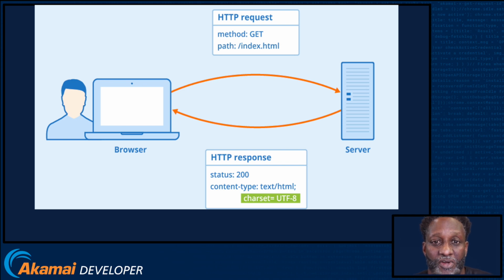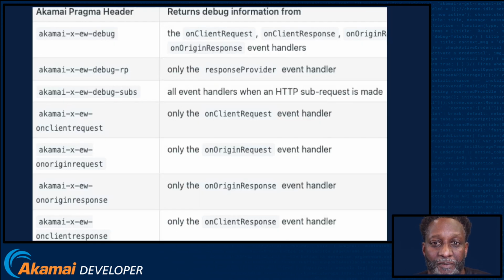Since EdgeWorkers are based on HTTP request and response events, we can use headers to pass information about their execution. And we do this through Akamai Pragma headers. Here's a list of Akamai Pragma headers that, if set during the EdgeWorker request, will return important information about the execution of the EdgeWorker. The link to this information in the EdgeWorker documentation is included in the description below.